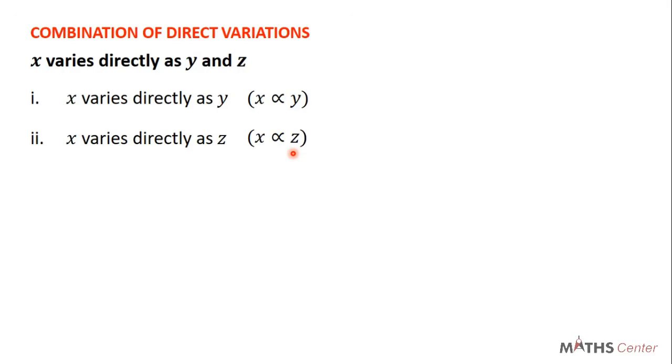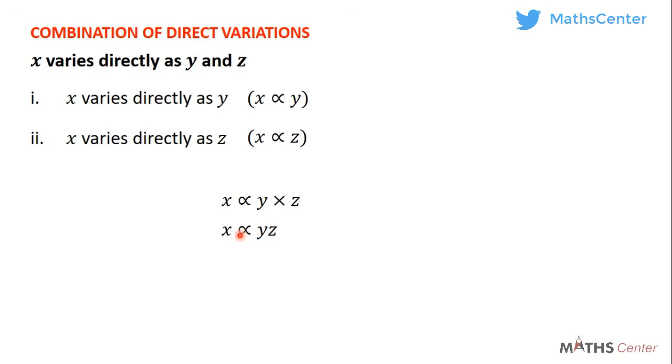Now, how do we join them together? We have x here, we have x here, so you write one of them. We have the proportionality sign here, we have the proportionality sign here, you write one of them. Then we have y here and z here. You join these two, so you are going to have y times z. And this will give us x is proportional to yz.